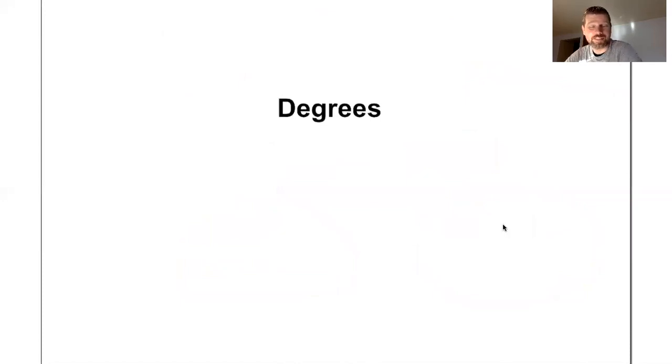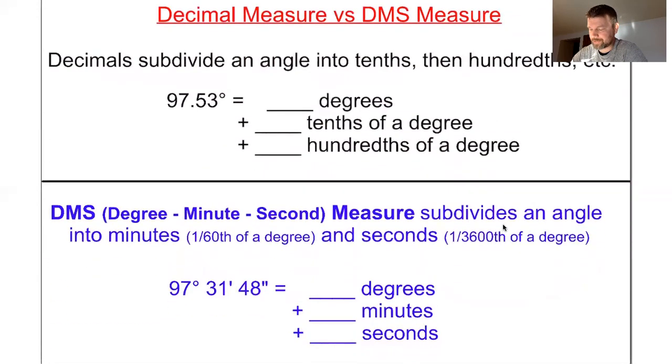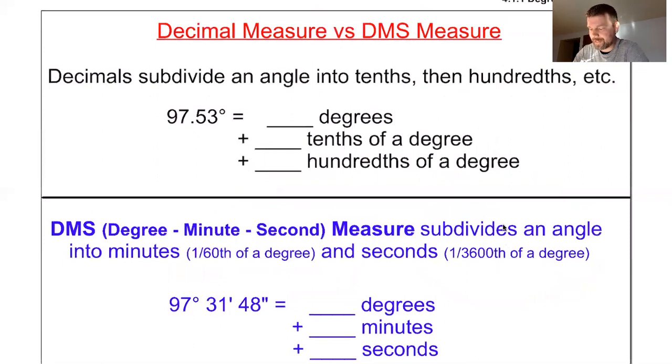You already know degrees. There's 360 in a circle, but there is one new thing that you may not be familiar with. It doesn't show up often, but it's kind of interesting. It's how we can subdivide angles. So there is something called decimal measure versus DMS measure. DMS stands for degree, minute, second, and it's how we can subdivide an angle, like if you have a half of a degree or a fourth of a degree or a tenth of a degree. Normally, we just deal with it the way we deal with any other numbers. We subdivide it into decimal points, right?